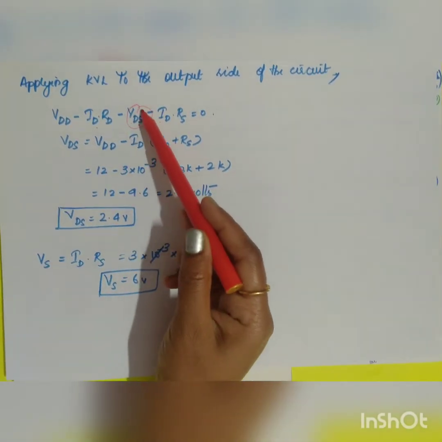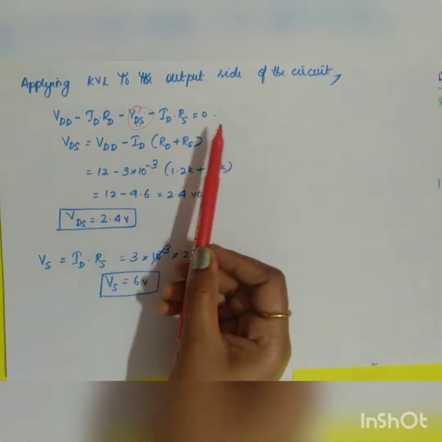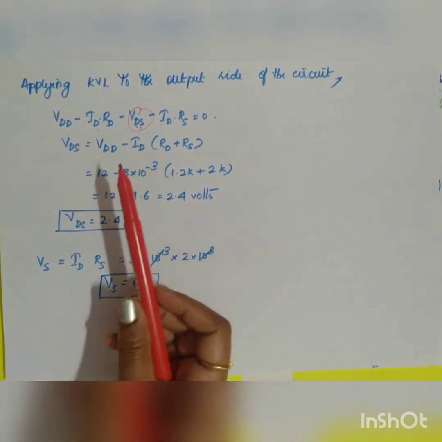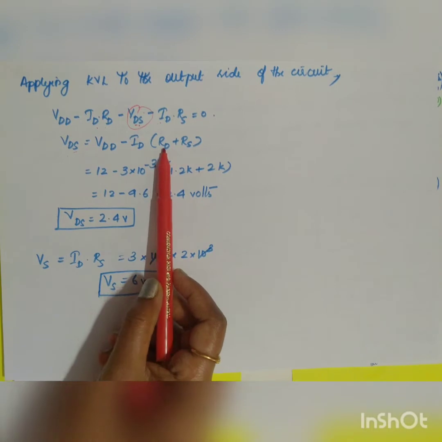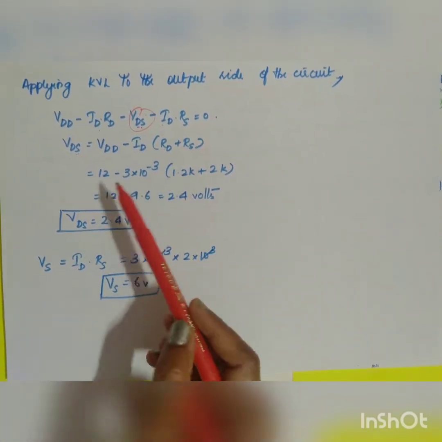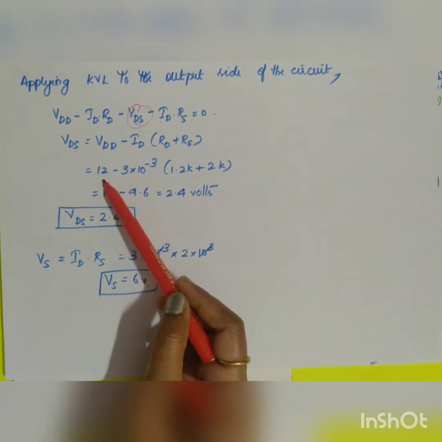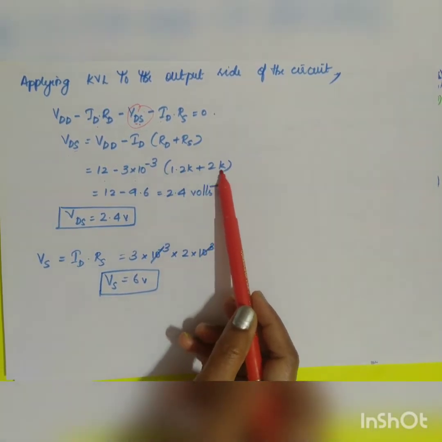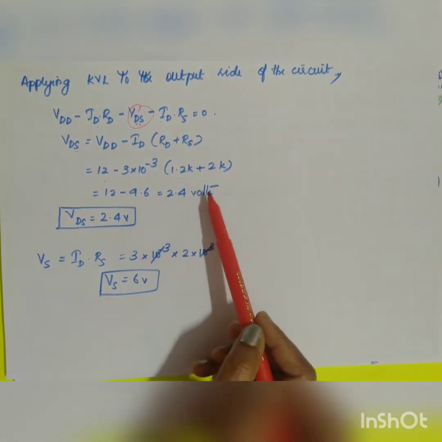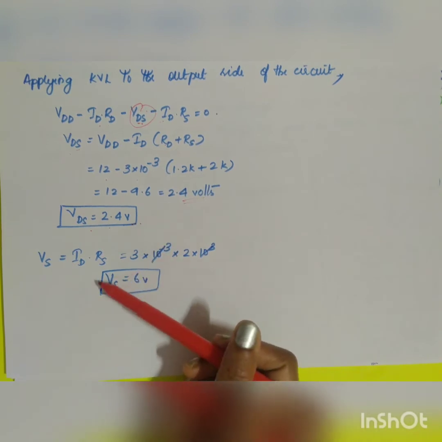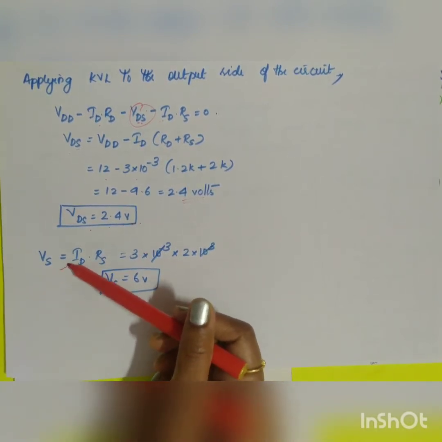From this, can you calculate the value for VDS? So VDS, bring it to the opposite side. So you will be getting it rearranged, right? So VDS will be equal to VDD minus ID into, you can take ID as common, RD plus RS. Substitute all the values. VDD is equal to 12 volt, ID is equal to 3 milliampere, 1.2K and 2K. When you solve it, you will be getting 2.4 volt. So VDS will be equal to 2.4 volt, and what will be your value for VS?